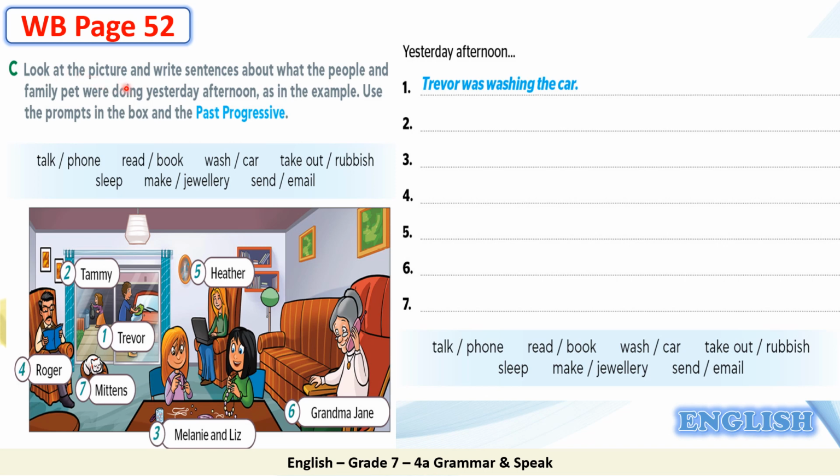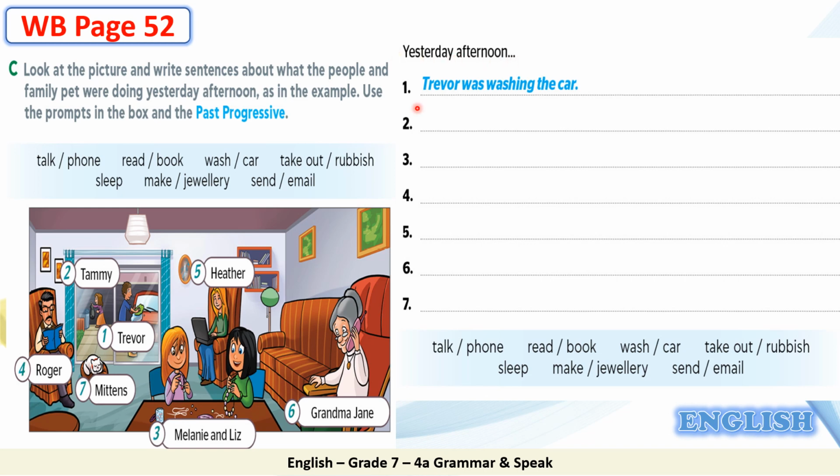C. Look at the picture and write sentences about the people and family pet we're doing yesterday afternoon, as in the example. Use the prompts in the box and the past progressive. Here you have the prompts. And here you have the given example. Let's have a look at the example.